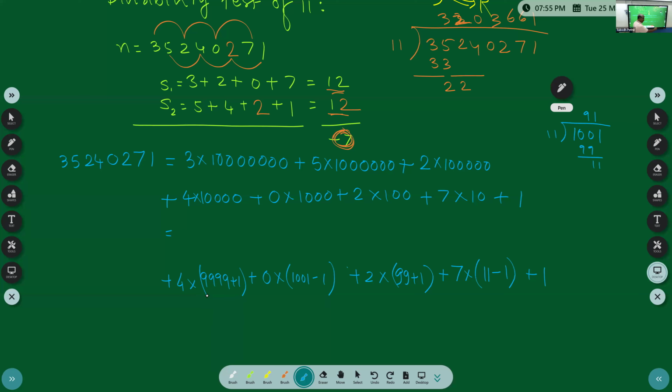This is 9 plus 1, that is 10. Then 1000 is 11, meaning add one and write 1001 minus 1. Now the next one will come, 2 into 100001 minus 1.